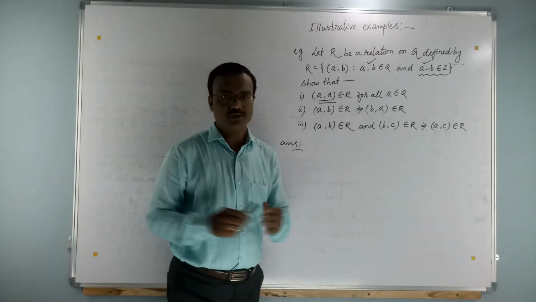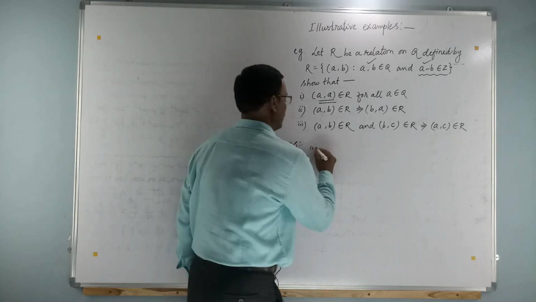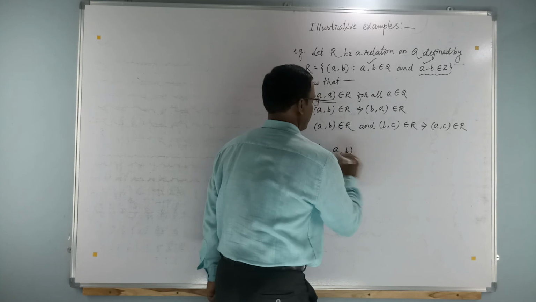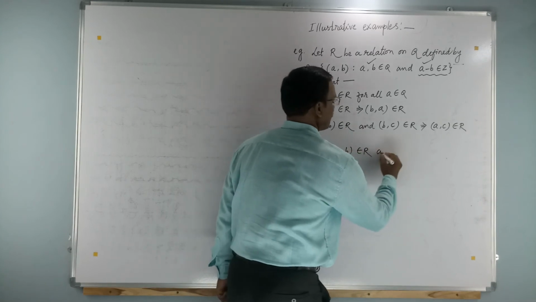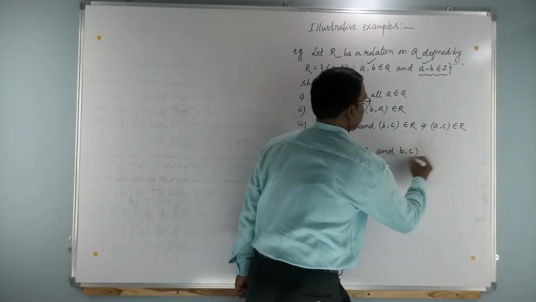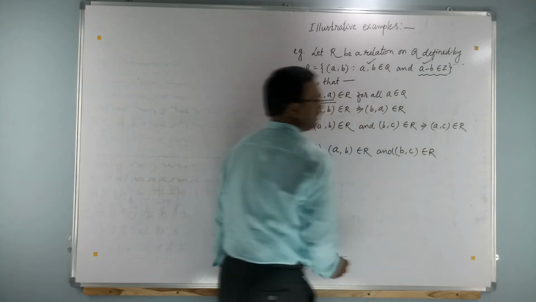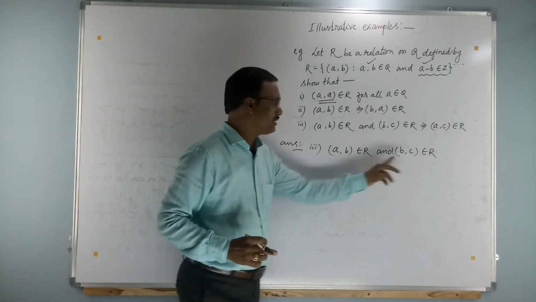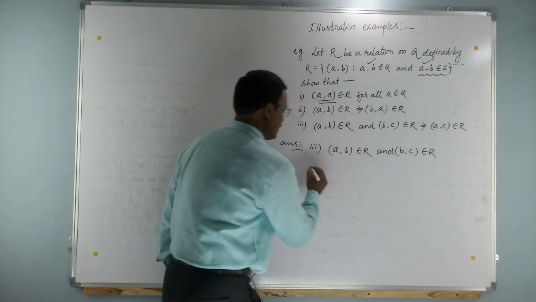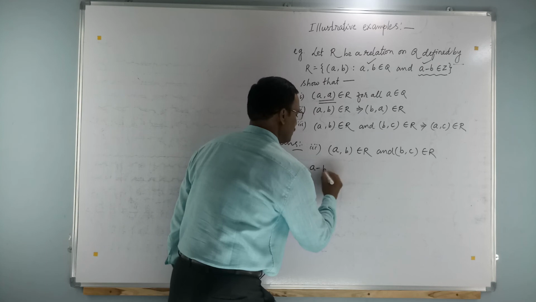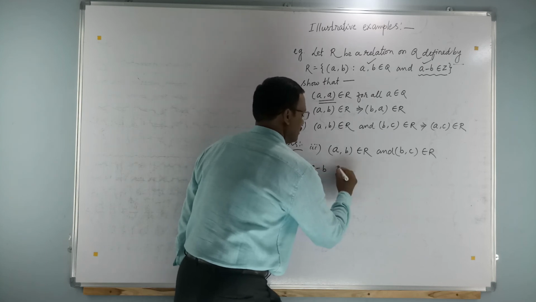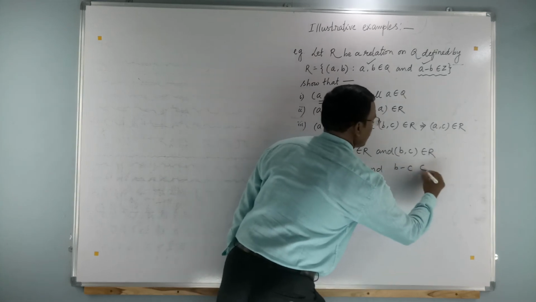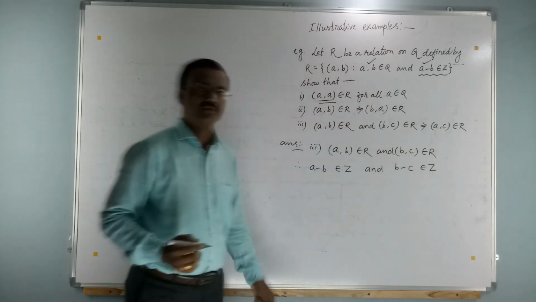Now let us prove the third part of this. In the third part, it is given that A comma B belongs to R and B comma C also belongs to R. We have to show that A comma C belongs to R. Now since these two pairs belong to R, by the given condition A minus B belongs to Z and B minus C also belongs to Z by definition.